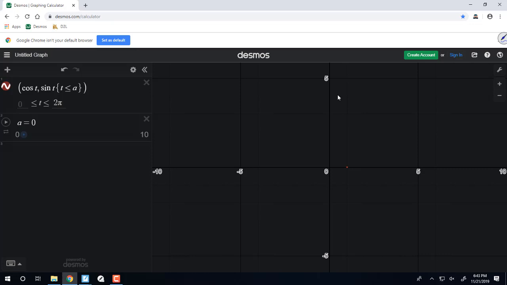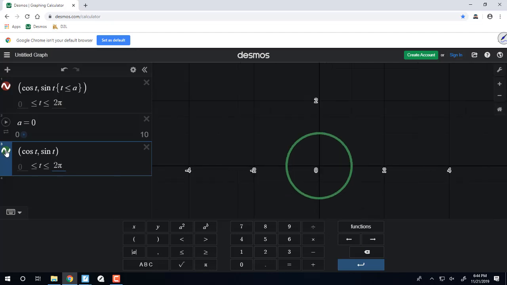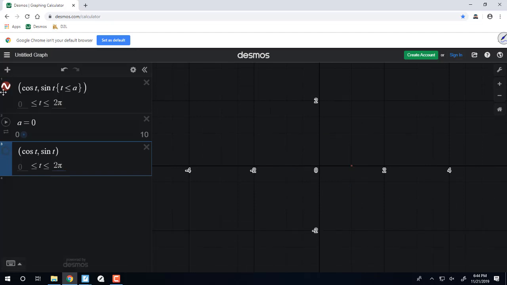Otherwise, if we were just to plot cosine t, sine t by itself, it's just going to generate the whole thing for us. So as an ordered pair, cosine t, sine t, and t goes from 0 to 2 pi. We can just graph them that way, but I think it's a little more clear if we graph it this way, and we can move a to see how it unfolds. So a would technically go up to 2 pi, close to that.